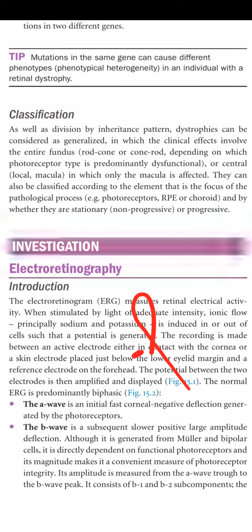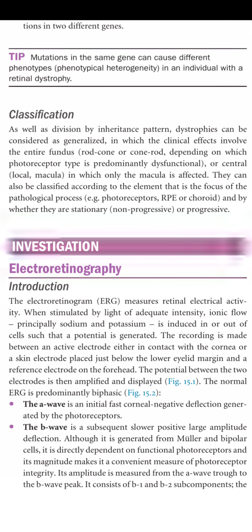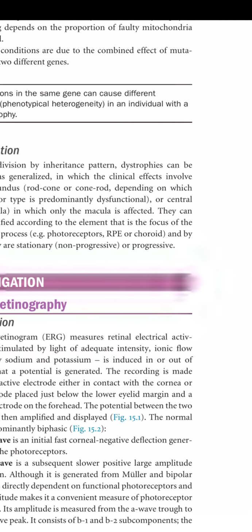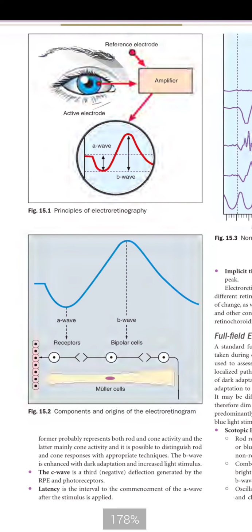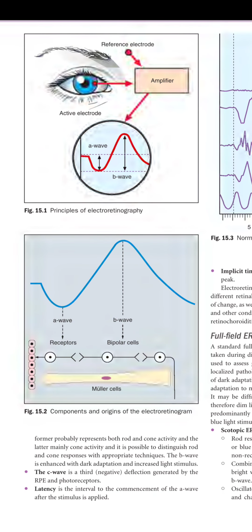Its amplitude is measured from the A wave trough to the B wave peak. It consists of B1 and B2 subcomponents. The former probably represents both rod and cone activity, and the latter may represent mainly cone activity, and it is possible to distinguish rod and cone responses with appropriate changes. The B wave is enhanced with dark adaptation and increased light stimulus.